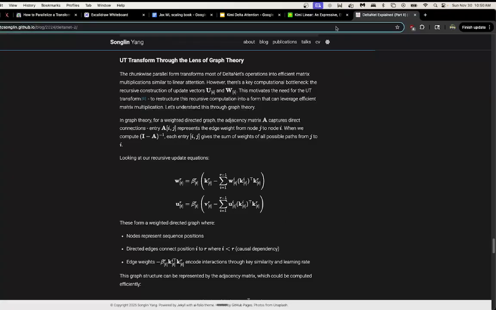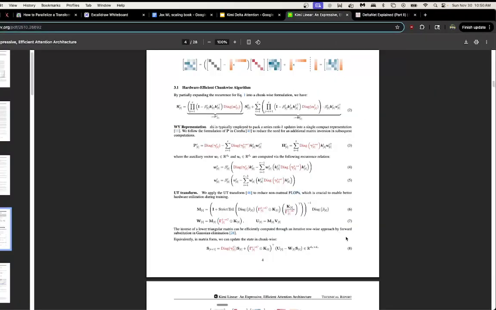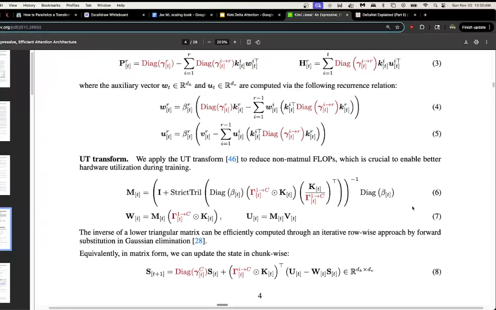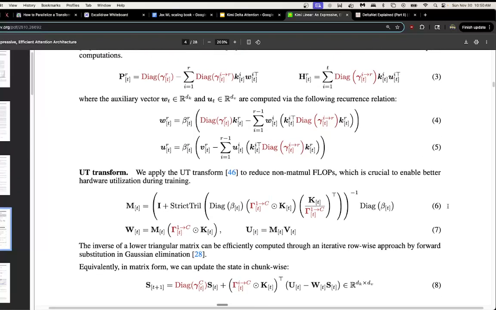If you bring the paper back up and zoom in a bit, essentially all that's happening here is that they're packing the values from equations 3, 4, and 5 for a given chunk into sort of one big matrix.